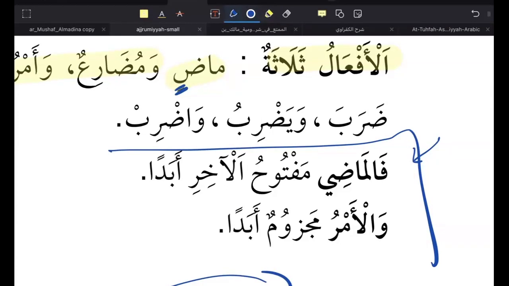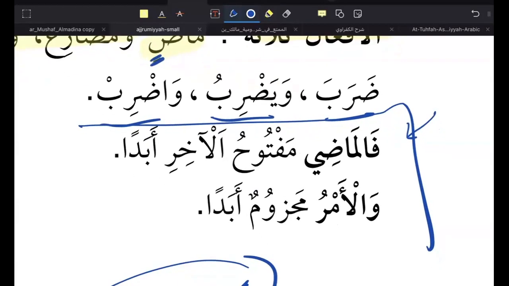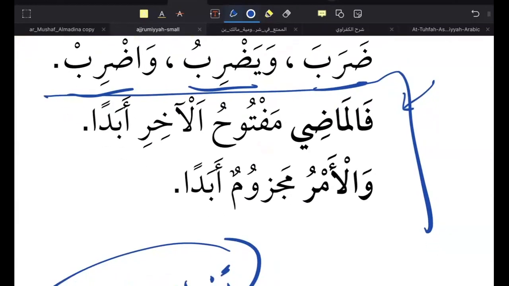So these are your three forms of verbs. This is past tense, madi. This is present tense, al-mudari', and this is amr. You guys know them already. If you don't, I don't know, you're probably going to have a hard time dealing with this chapter at least. Then he quickly mentions a few things about them. So we know that madi and amr would be mabni. So what he says, فالماضي مفتوح الآخر أبدا.